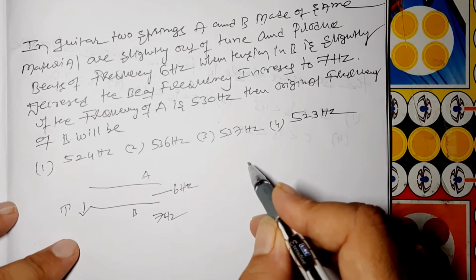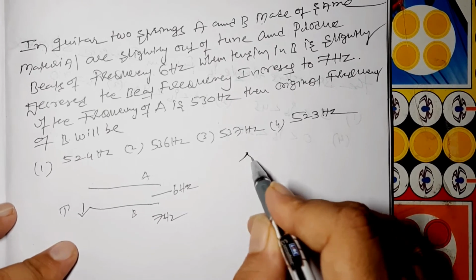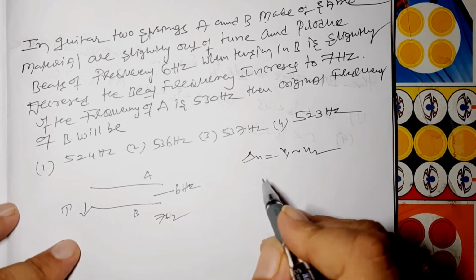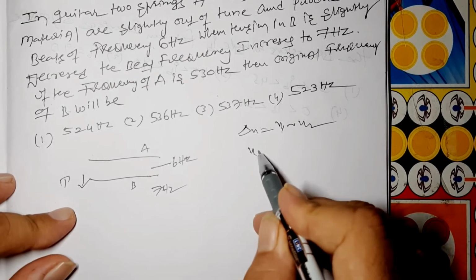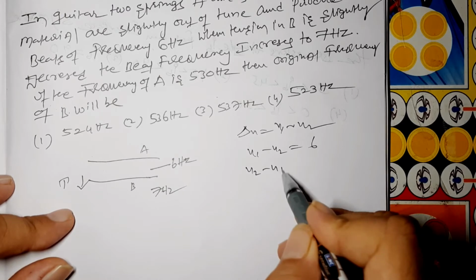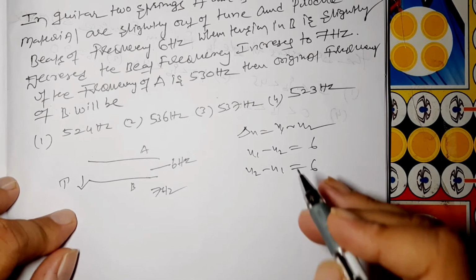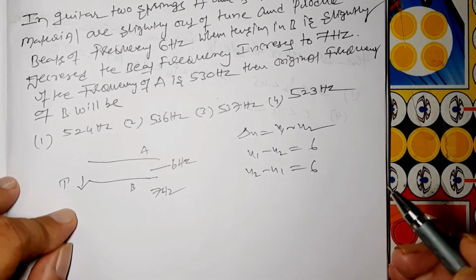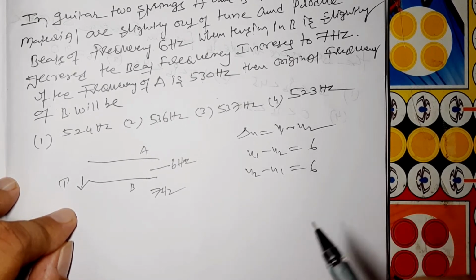There are two options here. We know that the beat frequency delta n is equal to n1 minus n2. So here there are two options: n1 minus n2 is equal to 6, or n2 minus n1 is equal to 6. n1 means the frequency of A, n2 means the frequency of B. So we have to choose the correct equation.